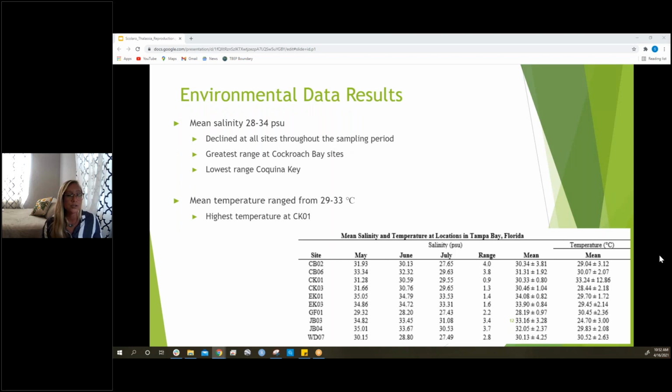Moving on to some of the results. During the survey, the salinity ranged from about 28 to 34 PSU. Additionally, salinity declined at all of the locations throughout the survey. The most substantial decline was at the Cockroach Bay sites, which had a 4 and 3.8 PSU drop from May to July. On the other hand, at the Coquina Key sites, we had the lowest range of salinity and the most stable conditions.